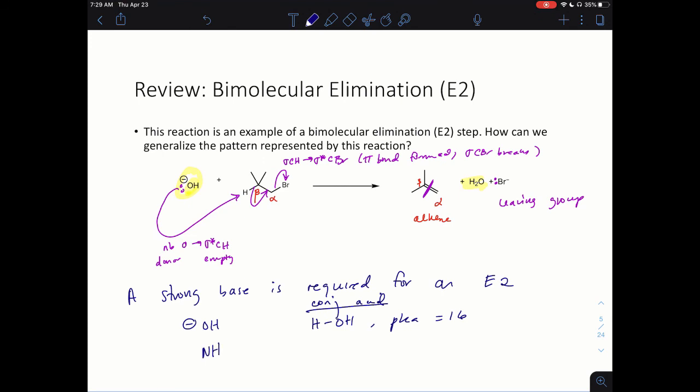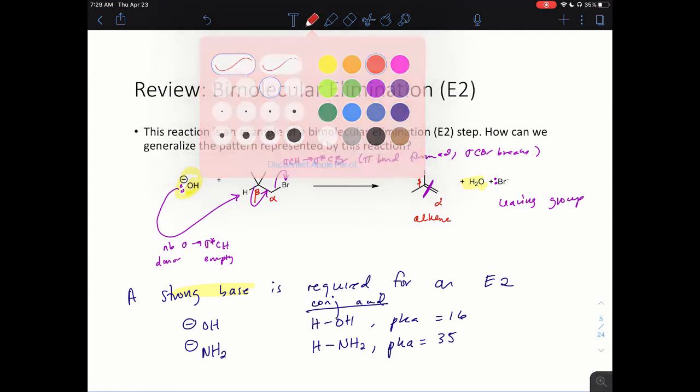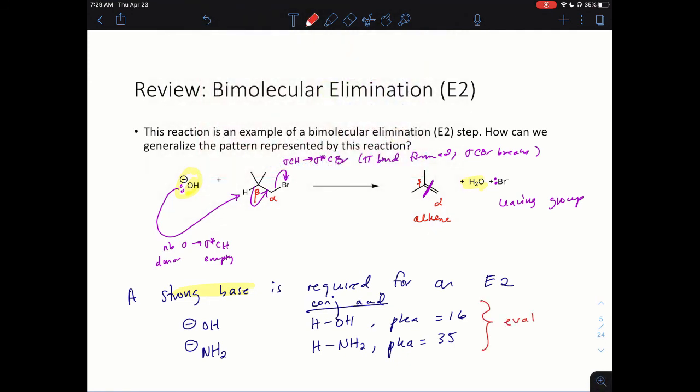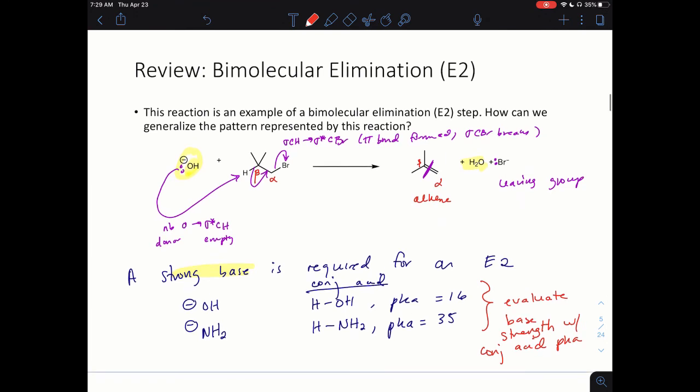So I'll give you another example. Amide, this molecule, is a good base in the E2 because the pKa of its conjugate acid is 35. So the super weak acid makes for a super strong base. And then there are other examples as well. But a strong base is required for an E2, and you can evaluate that with the pKa's of its conjugate acid, which you've memorized. That's why I make you do it, because it's useful to have this data at hand. Let's move on.